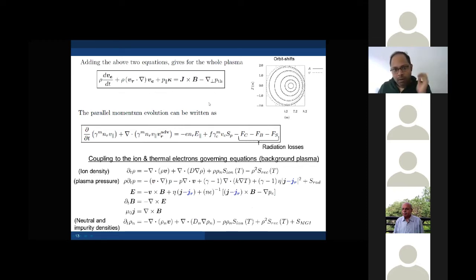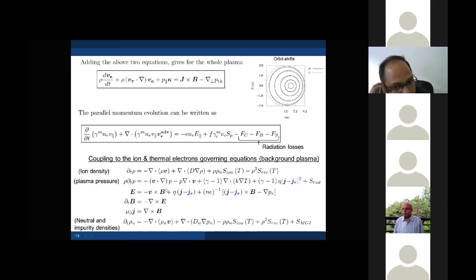So if one wants to solve the whole problem of interaction of these relativistic electrons with the background plasma, one has to then solve all the governing equations. So we can write also a parallel momentum for the relativistic electrons that also includes various kinds of radiation sources. So electrons in the plasma can be subjected to collisional drag, and also two kinds of radiation called Bremsstrahlung and synchrotron radiation. I wouldn't get into details of this, but we can just see that they can lose energy via radiation.